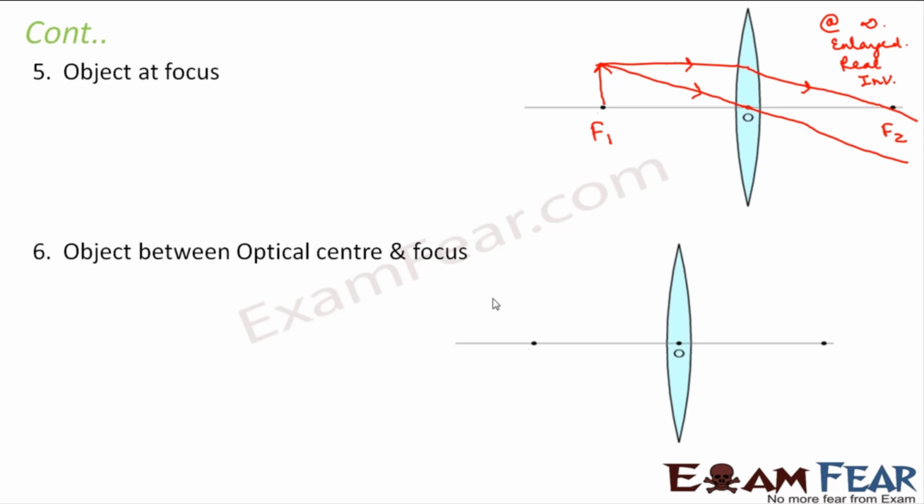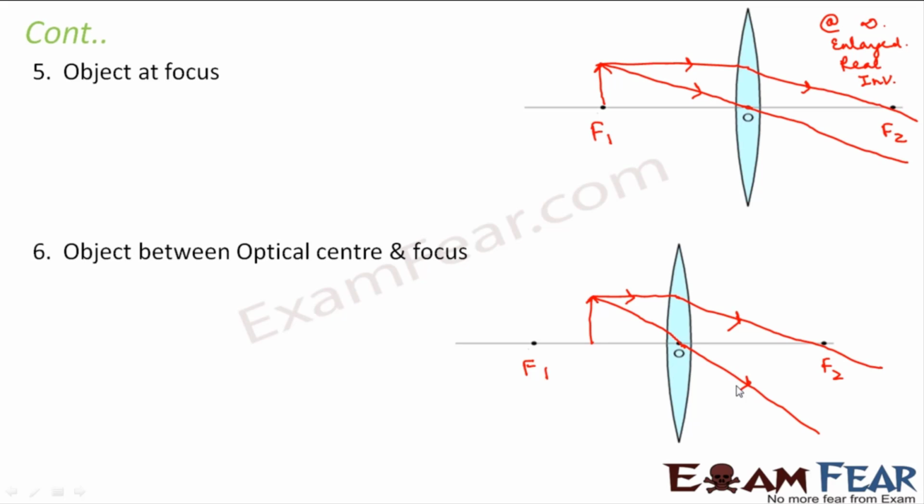Now let us bring the object even more near. So we'll place the object between optical center and focus. So now your object is somewhere here. Since you have only 3 rules, again you can apply any 2 of those rules, and wherever the refracted rays meet, your image is formed at that point.